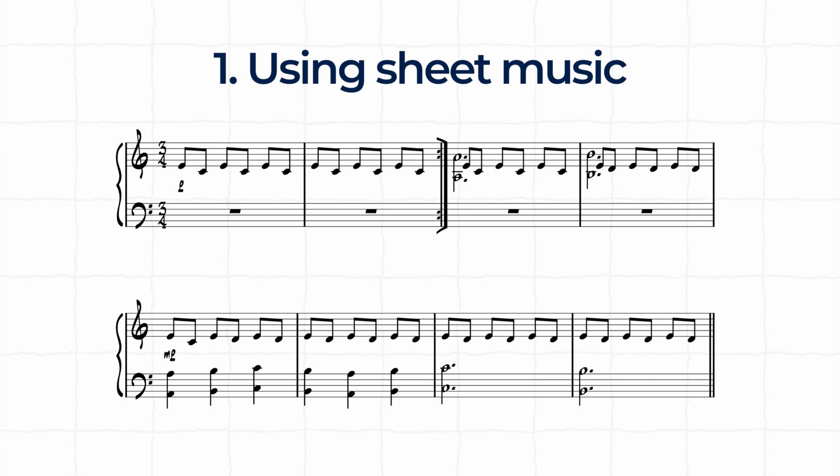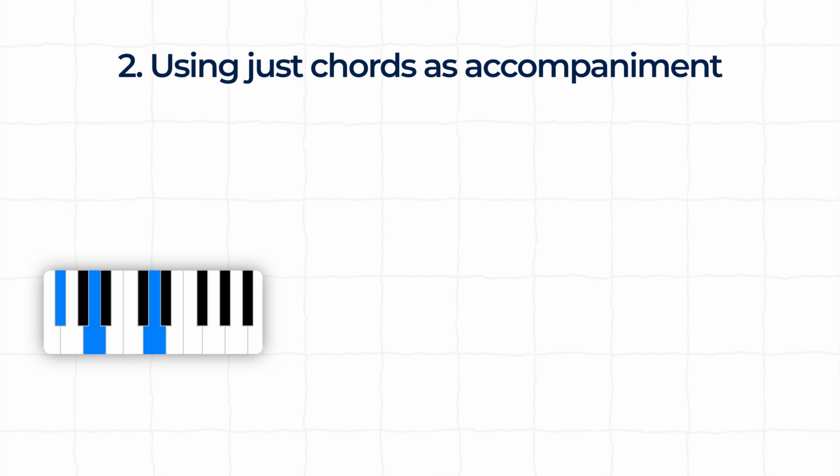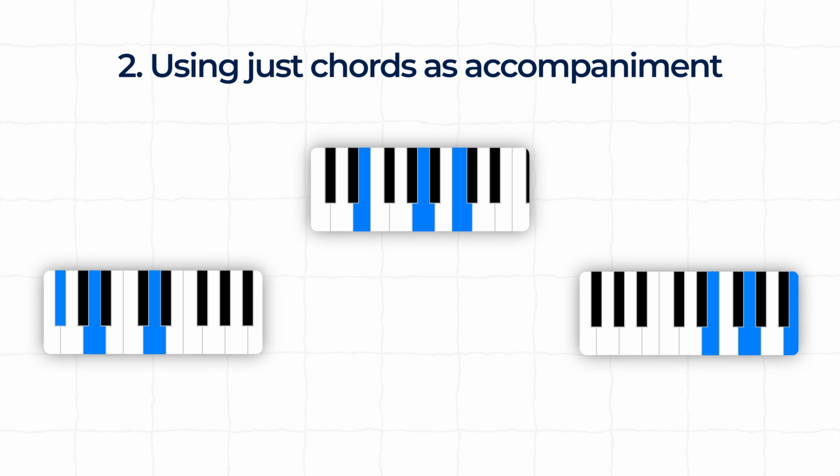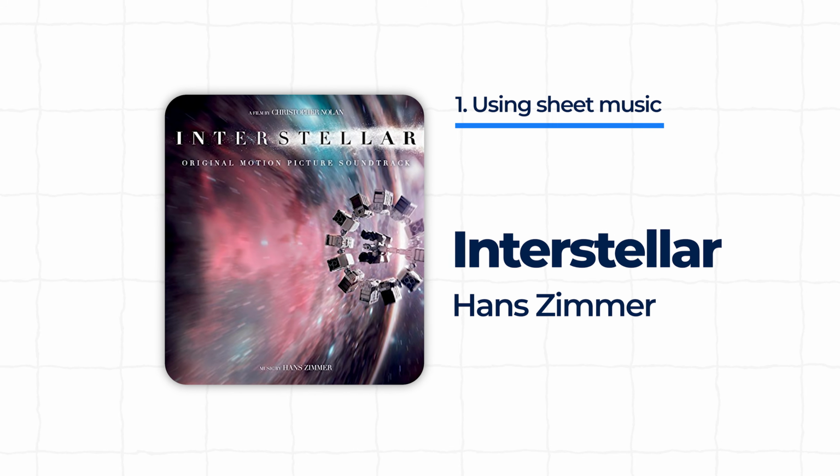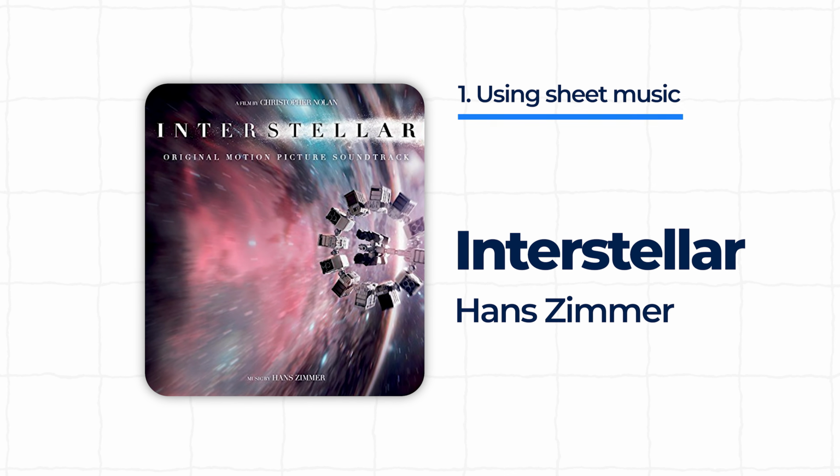Let's see now real examples to make it easier to understand, and I will do 2 songs. The first one just using sheet music, and the second one just using chords as an accompaniment. First song, Interstellar. I'm gonna play the song for you now, and then I will point out the 3 pillars.